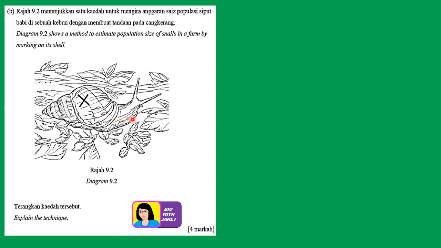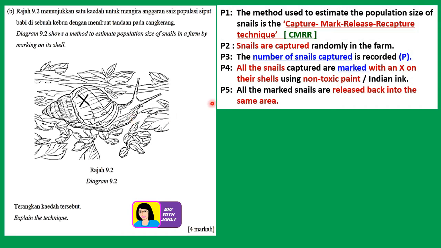All right, so we have to recall this technique that's used to estimate population size of animals. And the name of the technique, the short form, is CMRR. So the method used to estimate the population size of snails is capture, mark, release, recapture technique. C for capture, M is mark, first R release, and then second R recapture. Okay, remember CMRR technique to remember this full name.